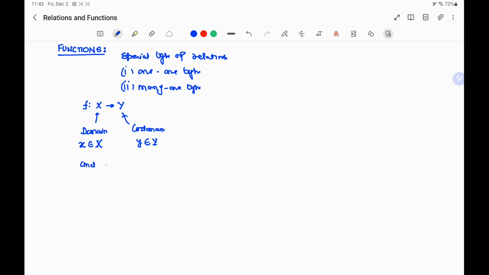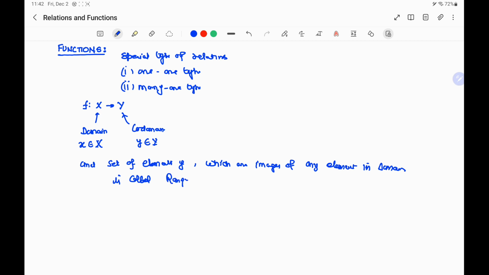And the set of elements y which are images of any element in the domain is called the range of the function. So here we can say that y is the image and x is the preimage. And we can write that y equal to f(x).